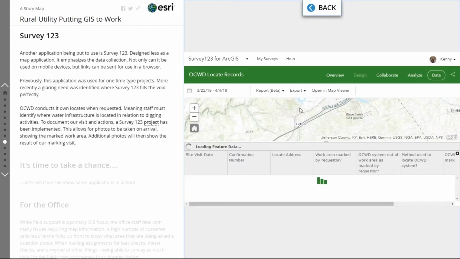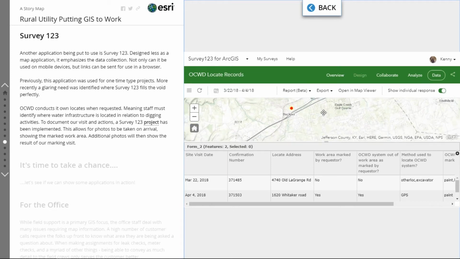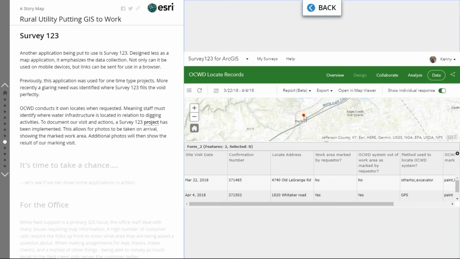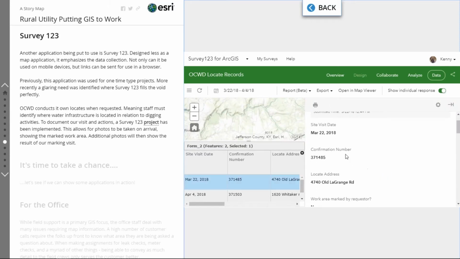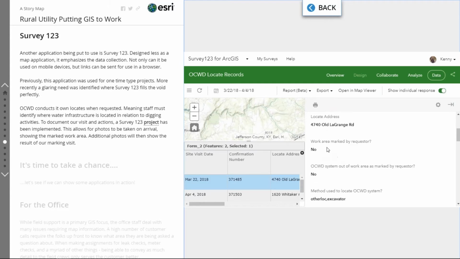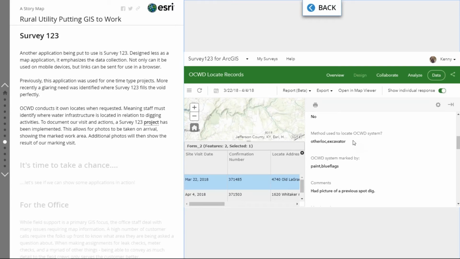So now we are taking Survey 123, and we're actually training on this immediately following this presentation, training our staff for full implementation for our locate records. We have a couple test records in here, and what this will enable us to do is, as our staff do locates of our systems, we capture the date of visit, the confirmation number that we've assigned to it, addresses, and we're confirming, was it marked by the contractor or the homeowner or the property owner? Are we in or out of the area? How did we locate our lines? Was it with wire or with a locator or with an excavator perhaps? And then how do we mark it?